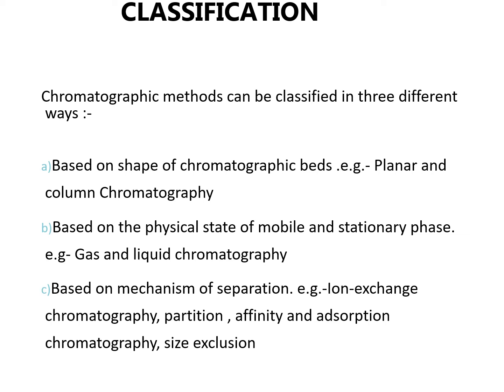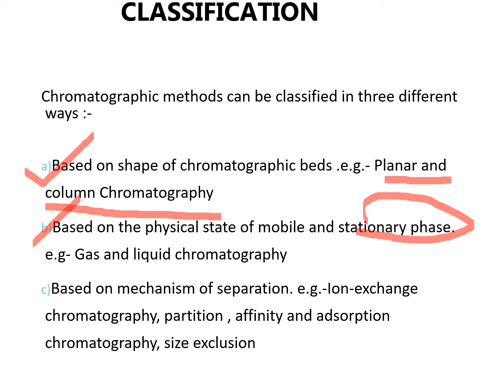Now chromatography can be classified in three ways. The first is on the basis of the stationary phase, which I keep mentioning again and again. On the basis of the shape of the chromatographic stationary phase, it can be planar chromatography or column chromatography. The second is the physical state of the mobile and stationary phase, because the mobile phase can be a liquid or a gas, and the stationary phase, as you all know, is solid.